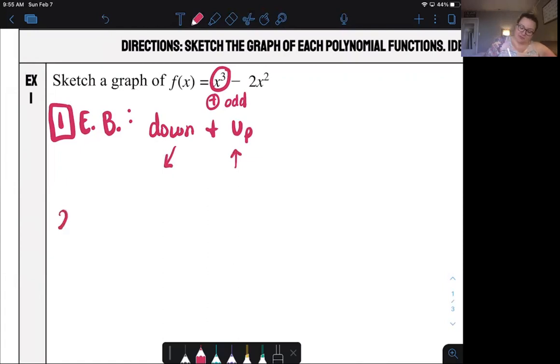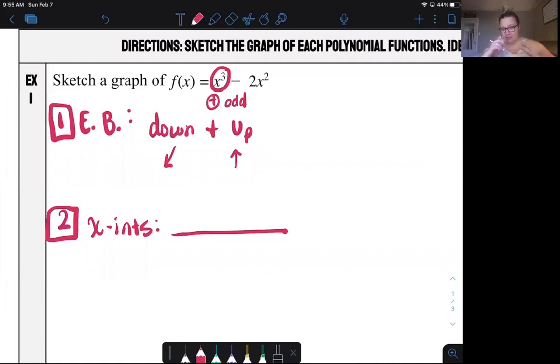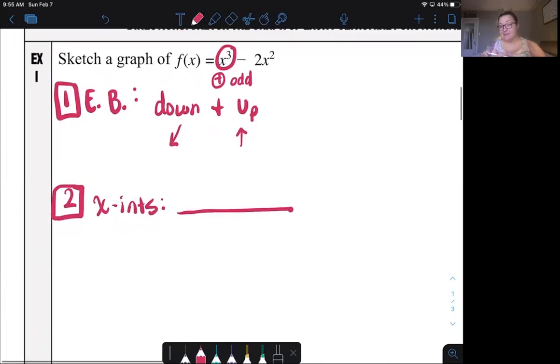All right, step 2, we want to find our x-intercepts. I like to make sure my work is labeled, my steps are labeled, my answers are labeled. That way I know how to read my work if I need to go back over it. I highly recommend you organize your work similarly. So to find my x-intercepts, I always plug in 0 for y.